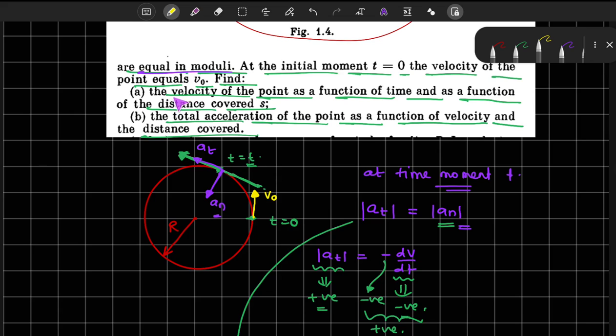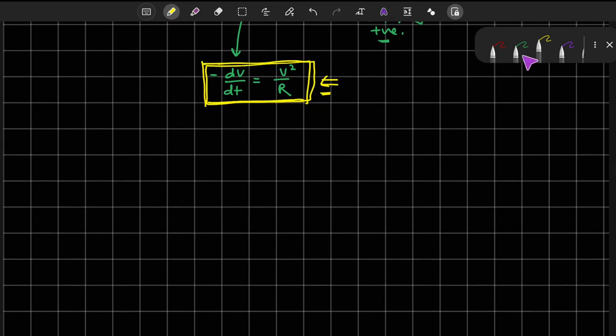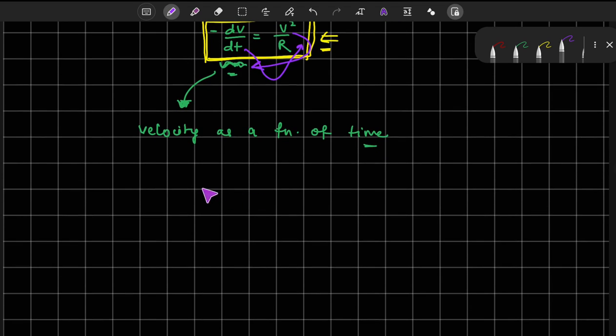In the first part it is asking to find the velocity of the point as a function of time. We can see here that this derivative is with respect to time, so we can use this expression to find the velocity as a function of time. For that, let us take v square to this side and dt to the other side. So we will get minus dv upon v square is equal to dt upon r.